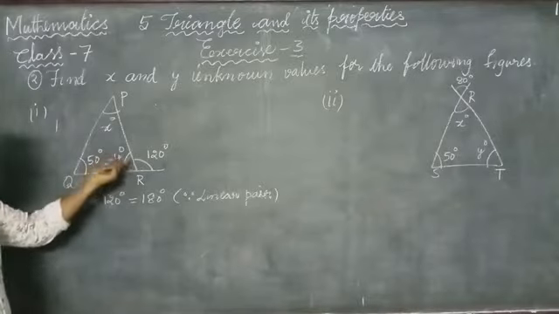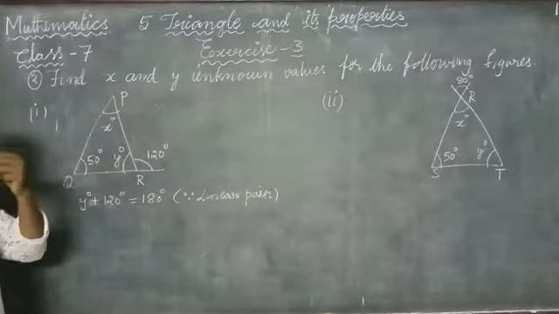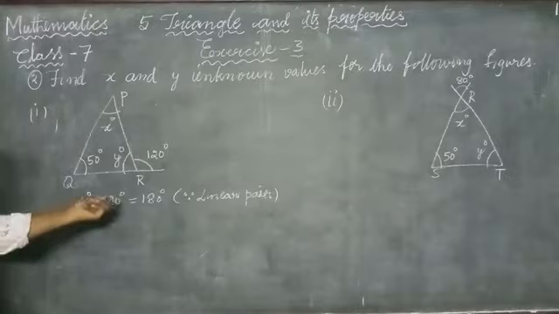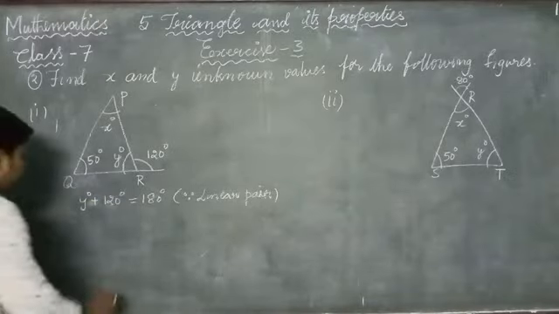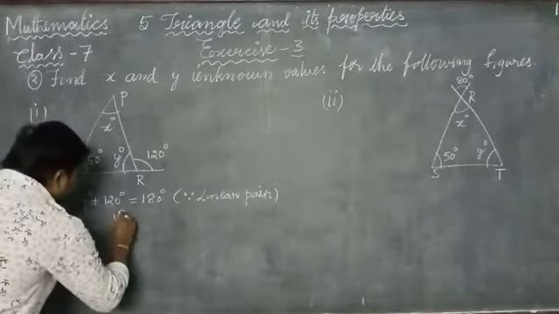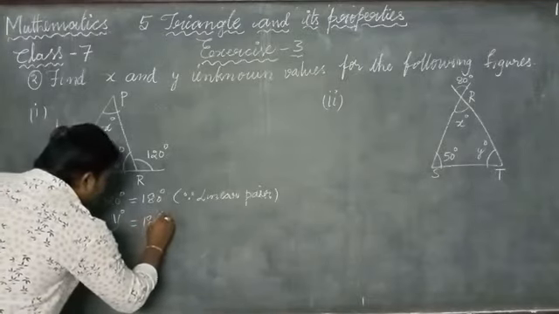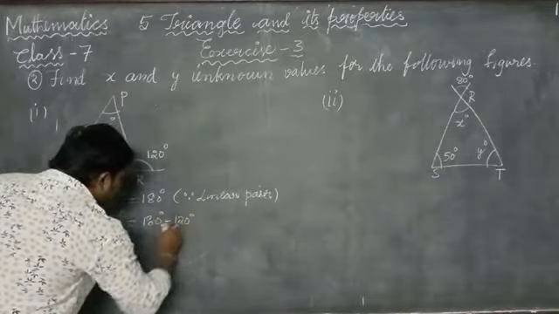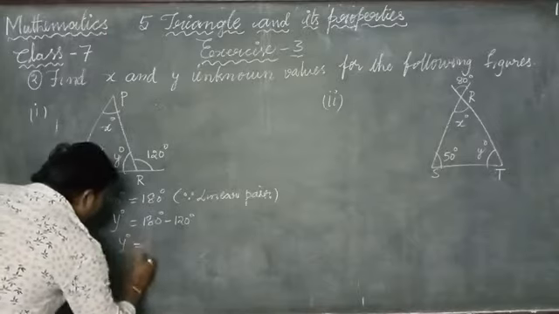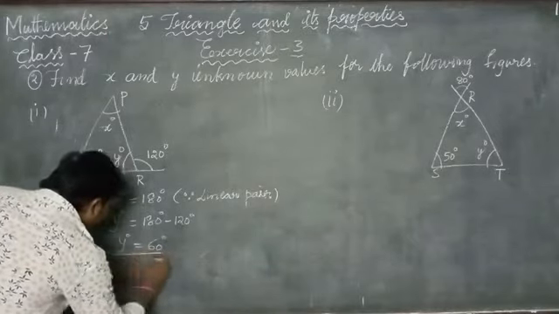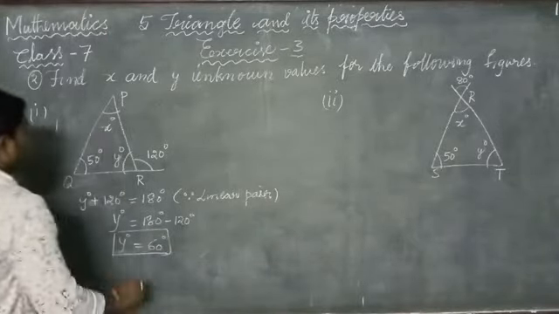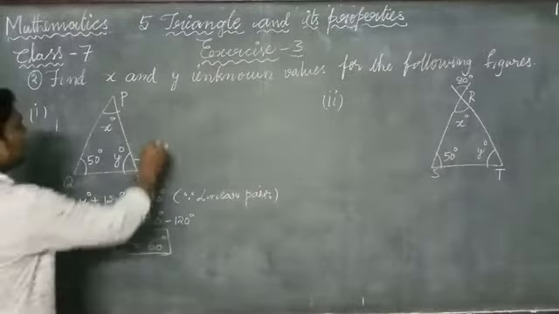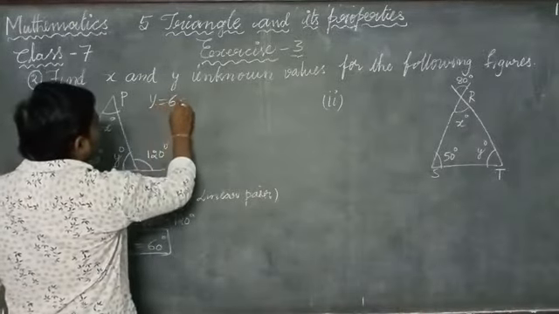Okay, here y and 120 degrees are making 180 degrees. Here they are forming the linear pair. So y plus 120 degrees equals 180 degrees. Then y degrees equals 180 degrees minus 120 degrees. Then y equals 60 degrees. Okay, after getting the y value, here y equals 60 degrees.